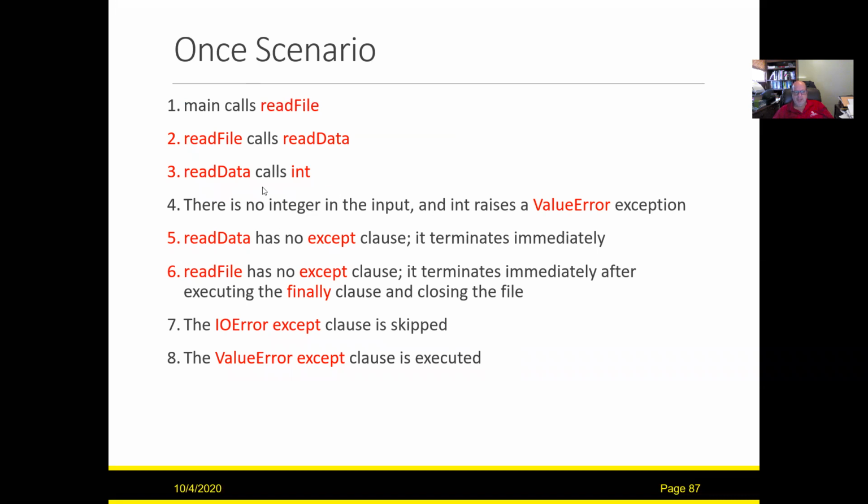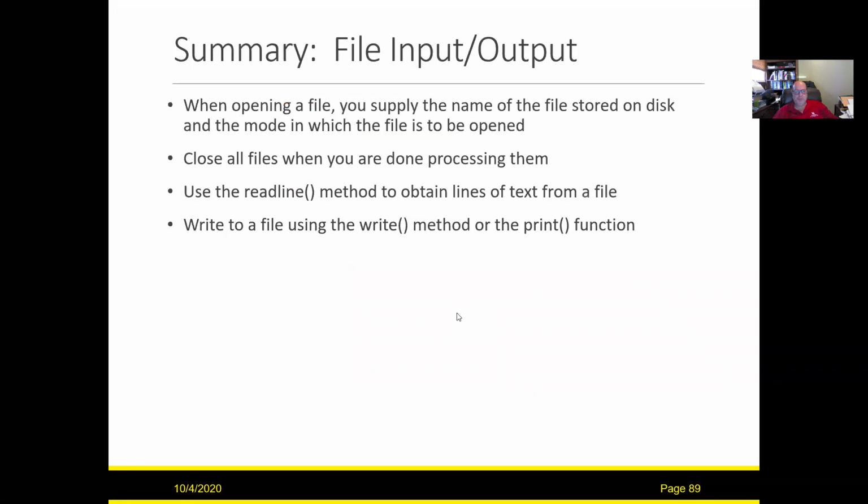But the read data might not handle it, so it's going to send it back to the calling function. The calling function is read file, and read file doesn't have any way to know what to do with it. Then it's going to go to the top one, and it's going to be handled over there. So I can go deep in the function and let the calling one handle the exception.